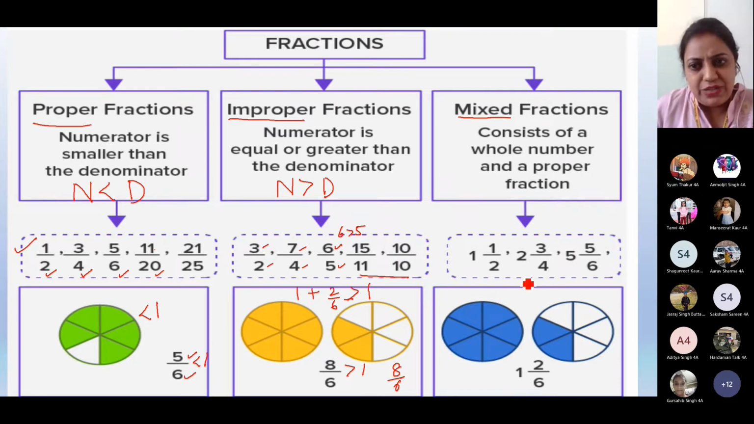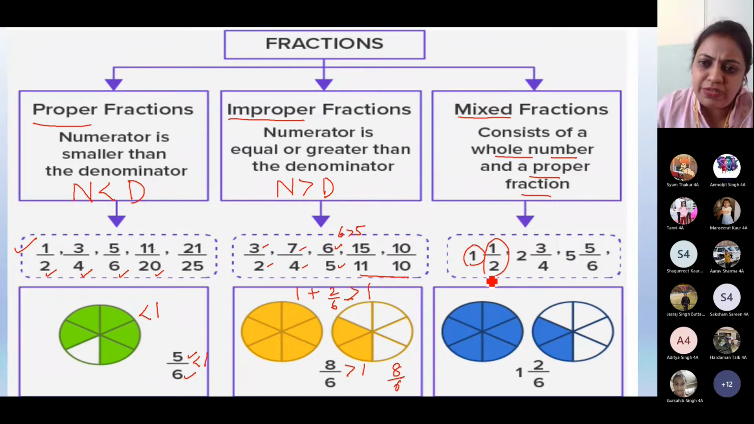Now we come to mixed fraction. Mixed fraction consists of a whole number and a proper fraction. One whole number and a proper fraction. These two fractions are related, improper and mixed. We can convert improper fractions into mixed fractions and mixed fractions into improper fractions.